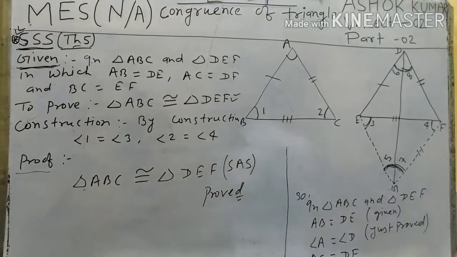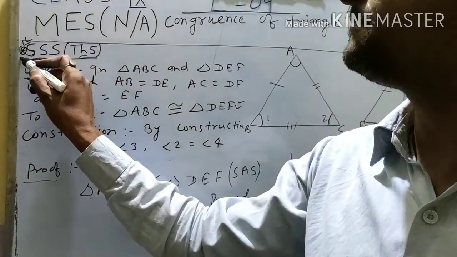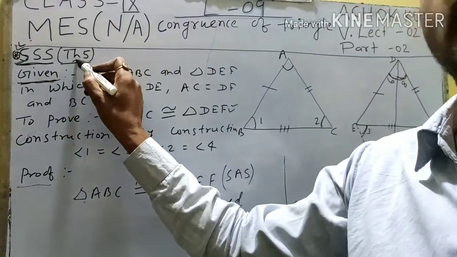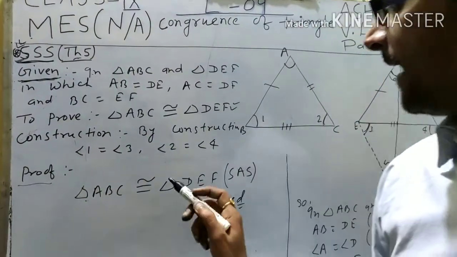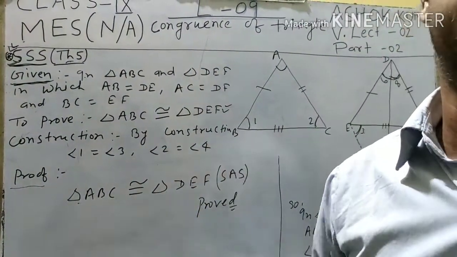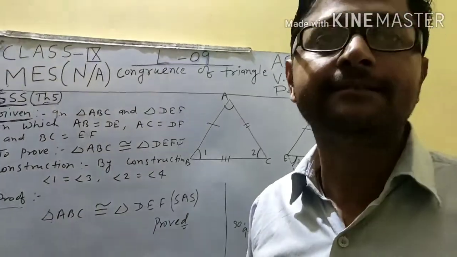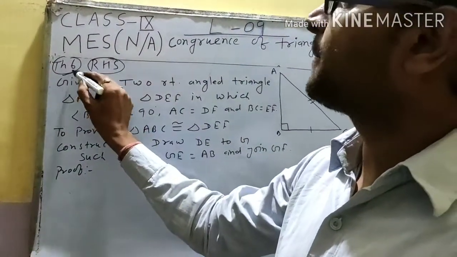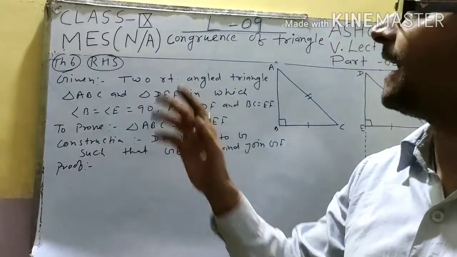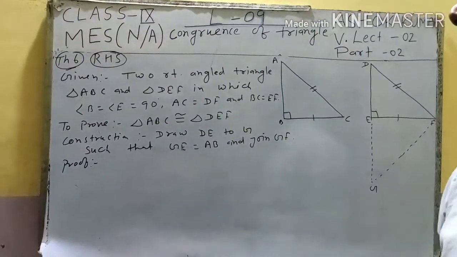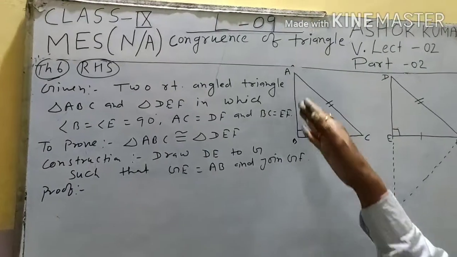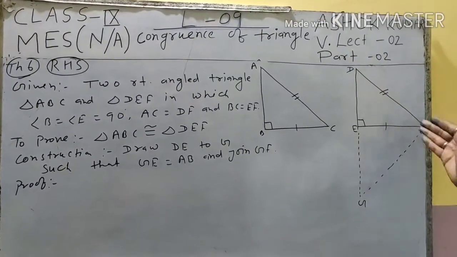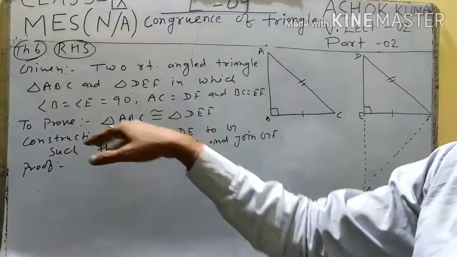Student, I hope you will understand this SSS theorem, theorem number 5, and after that RHS, right hypotenuse side, theorem number 6. This is the first triangle, this is the second triangle, and this one is the construction of this triangle. All information is given here.